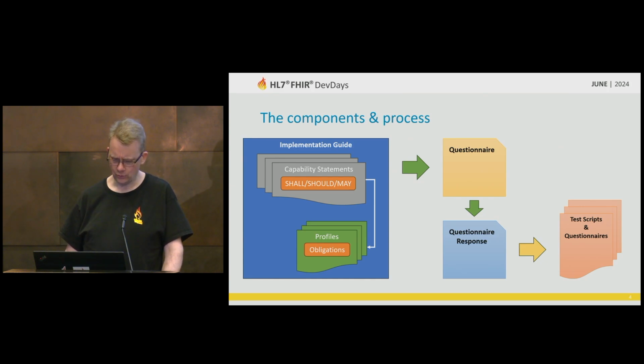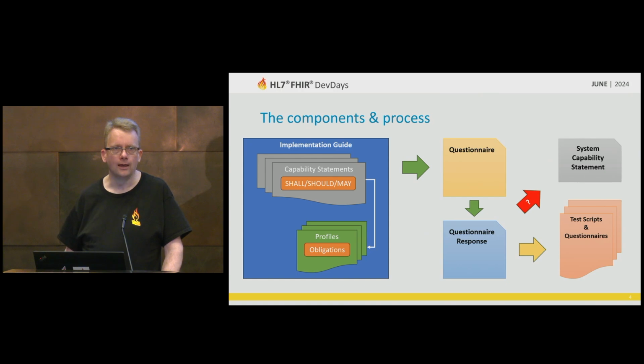In theory, we could also help out our implementer and vendor friends by producing a system-level capability statement, because they've already gone through and answered all the questions about what is it that they actually do, and a capability statement at the system level is supposed to be a reflection of what they actually do. I haven't decided whether or not this makes sense, in part because systems typically do more than just a single implementation guide, and so I don't know if there's value.